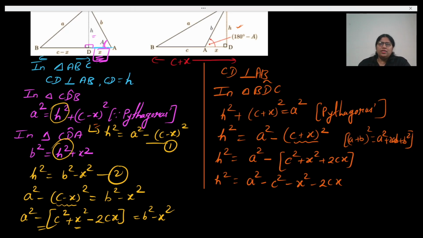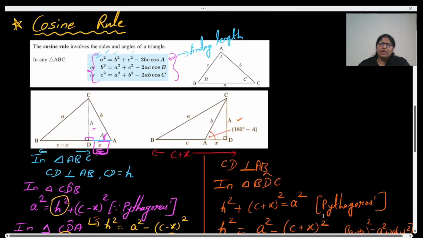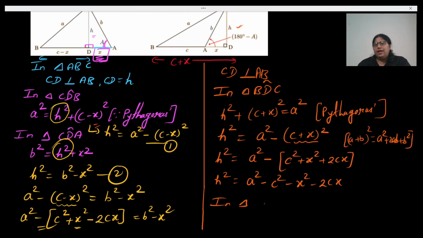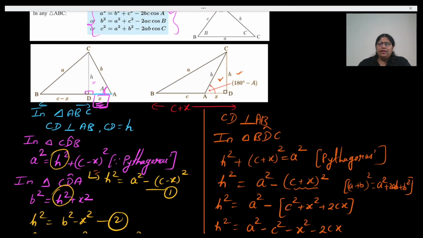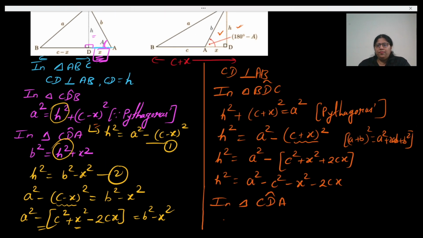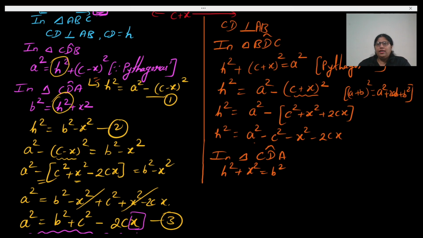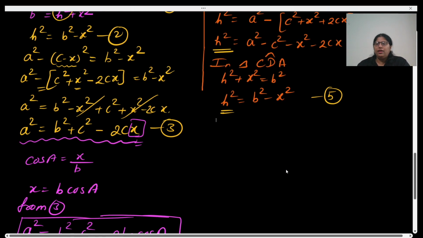Right? Now after that, what is the other triangle I have to consider here? The other right triangle, if you see, is CDA. In triangle CDA, where it is 90 degree at angle D, this small triangle's hypotenuse is B. So it will become h square plus x square is equal to b square. And what do I need here? I am having x square value, b square minus x square. Now this is your fourth equation, this is your fifth equation. They both are equal to h square, so they will be equal to each other.